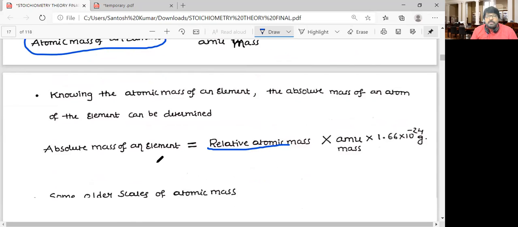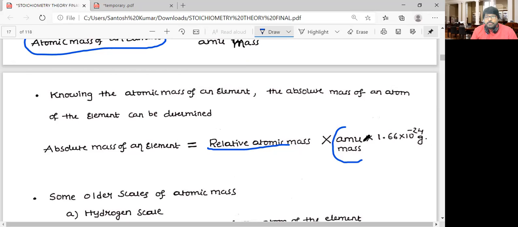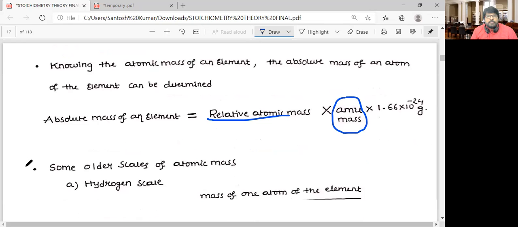So absolute mass of an atom is equal to relative mass of an atom into AMU mass. And AMU mass, according to IUPAC, 1/12 part of C12 isotope is AMU. And if that is expressed in grams, 1.66 into 10 power minus 24 grams.